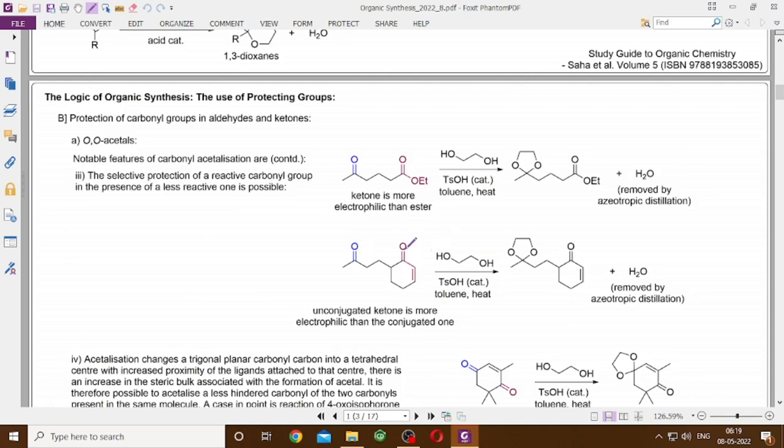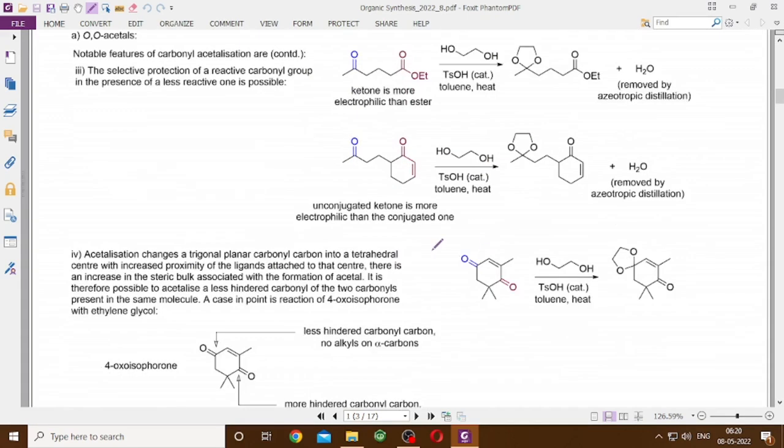Here we have two carbonyls, one of which is conjugated with the carbon-carbon double bond, so less reactive. So you can protect the non-conjugated, more electrophilic carbonyl easily by using the acetal protection strategy.